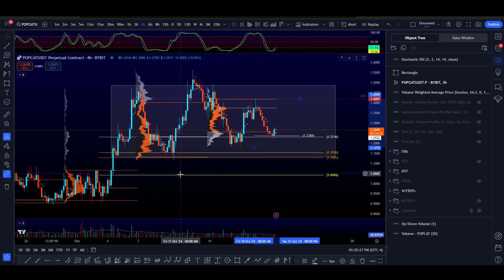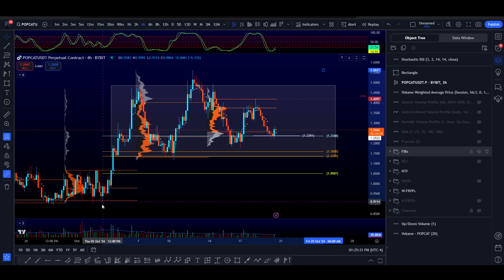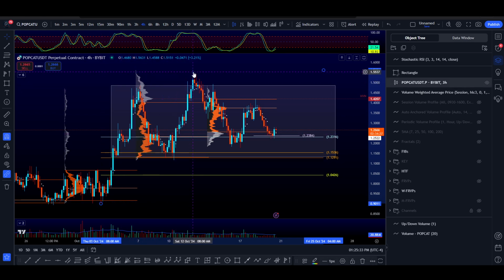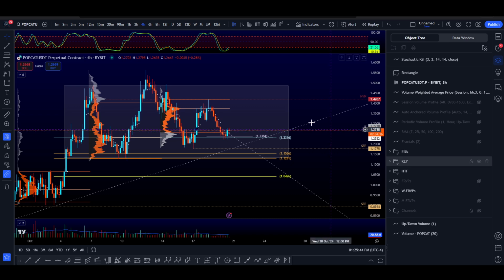Also, when it comes to this range, when it comes to this impulse from the lows to the current high, we've now tested the 50% retracement mark. So I was expecting to get some sort of a reaction off that level. Let's go ahead and turn on some more key levels.